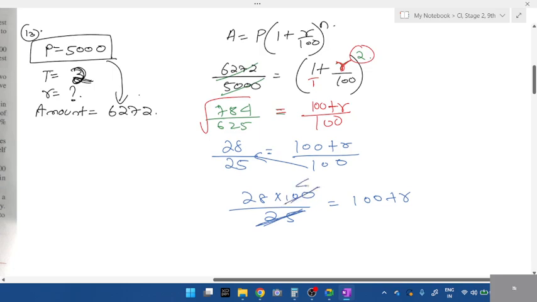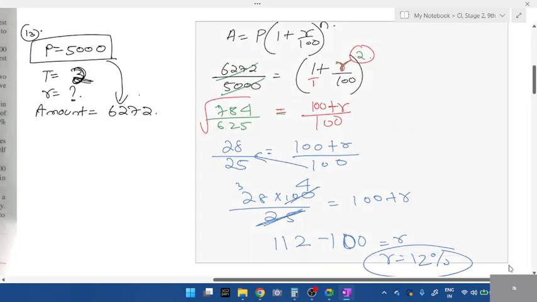4 times. 4 8s are 32. 4 2s are 8, 9, 10, 11. This 100 goes to the 111 divided 112 minus 100, right? What is the R value? R is 12%. So don't take the time period as 3, students, that is just given to confuse.